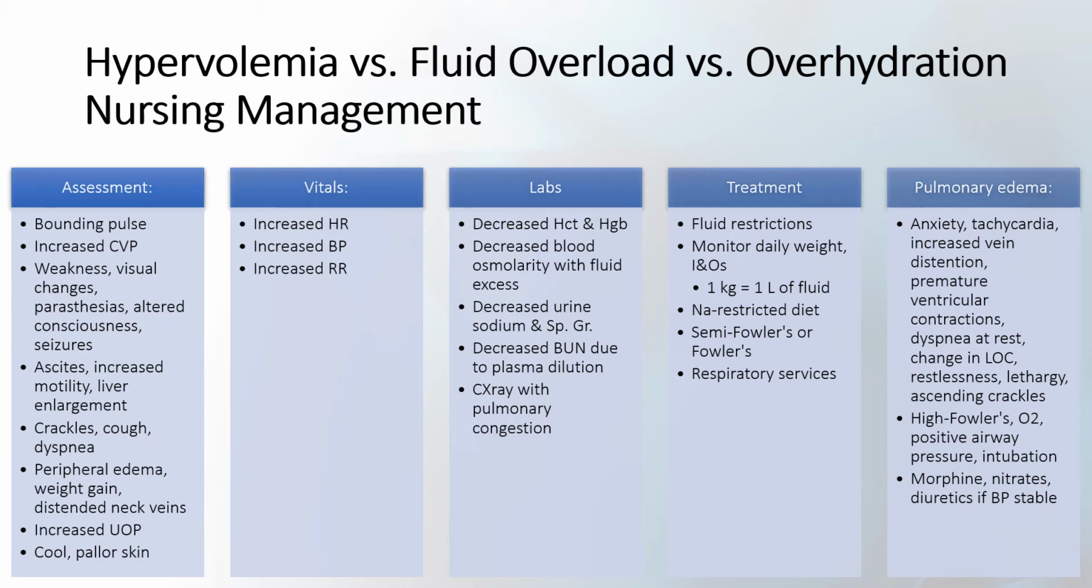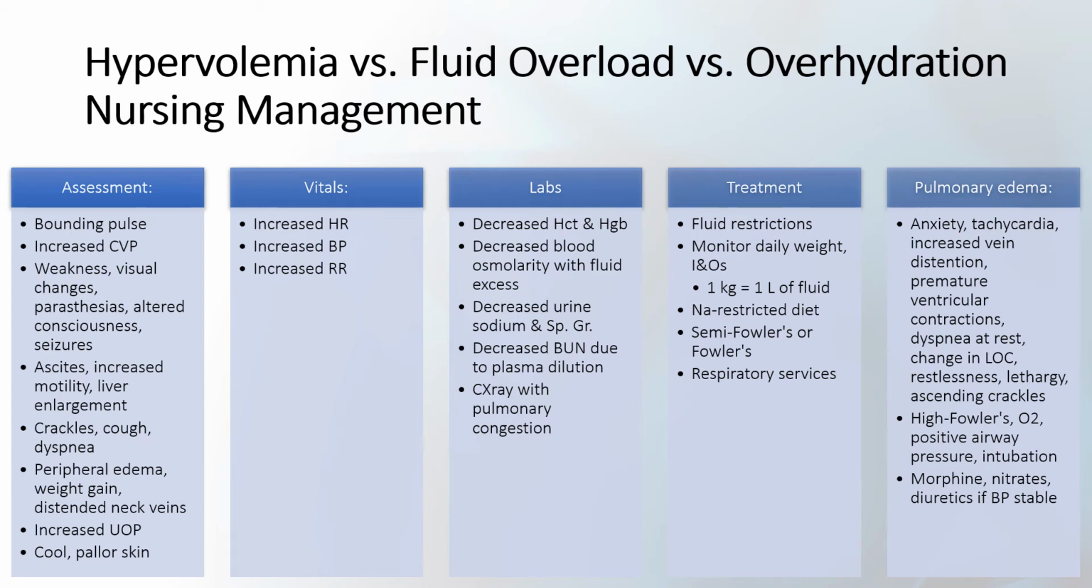Vital signs, we're going to have an increase in heart rate, blood pressure, and respiratory rate. In labs, we are going to have a decreased hematocrit and hemoglobin, and decreased blood osmolarity with fluid volume excess only. We have decreased urine sodium and specific gravity. We have a decreased BUN due to the plasma dilution from the blood compartments. And then on chest x-ray, sometimes we can see pulmonary congestion.